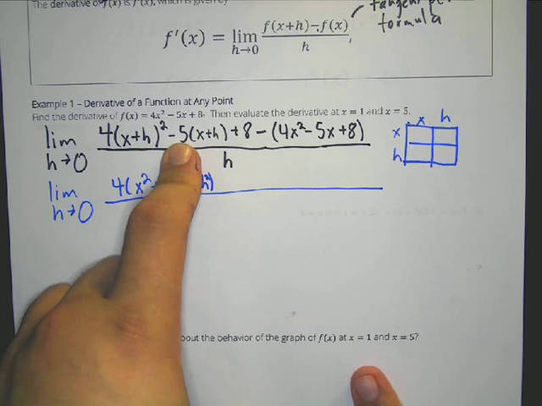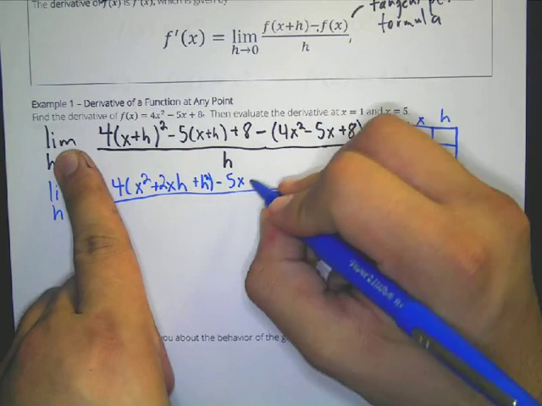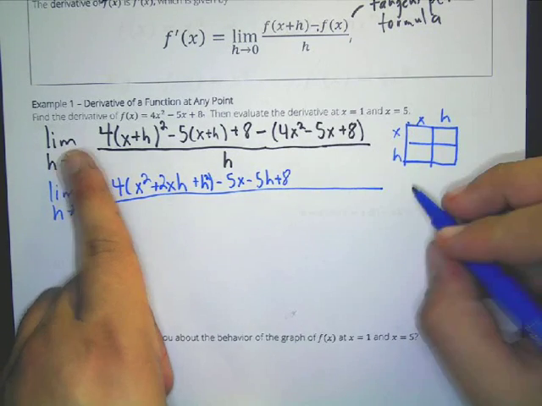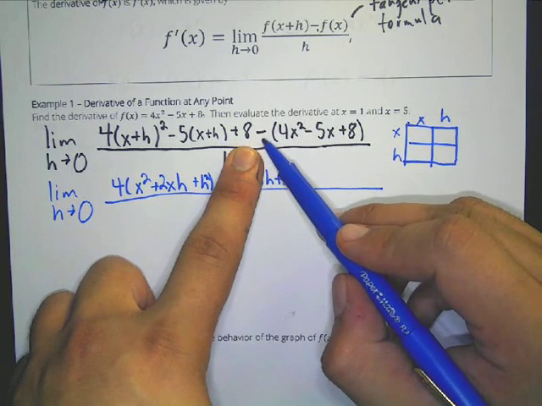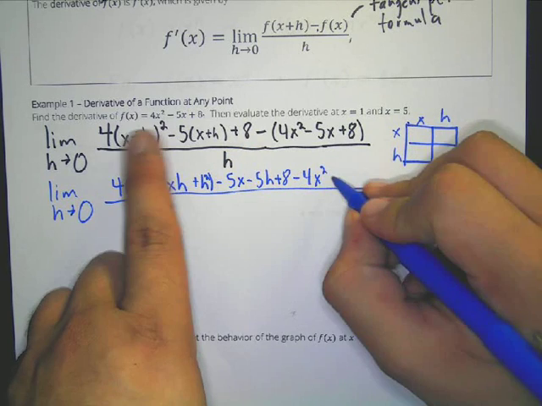We just got to distribute it, right? So minus 5x minus 5h. 8 still hanging around. What do I want to do with this negative right here? Let's distribute that too. 4x squared plus 5x minus 8.